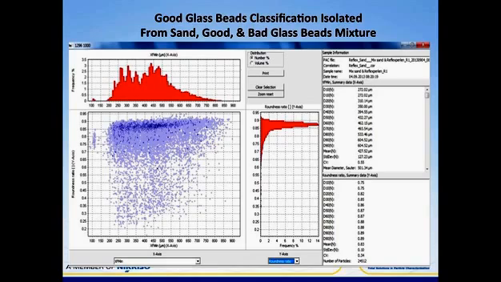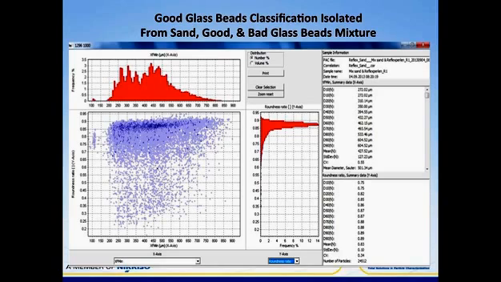This is a scatter diagram of only the good glass bead population within the total sample. It's shown isolated from the total sample mixture. The X graph shows width and the Y graph shows roundness.